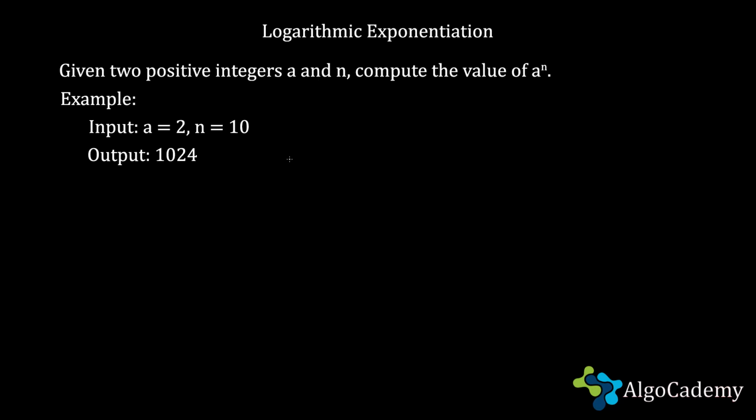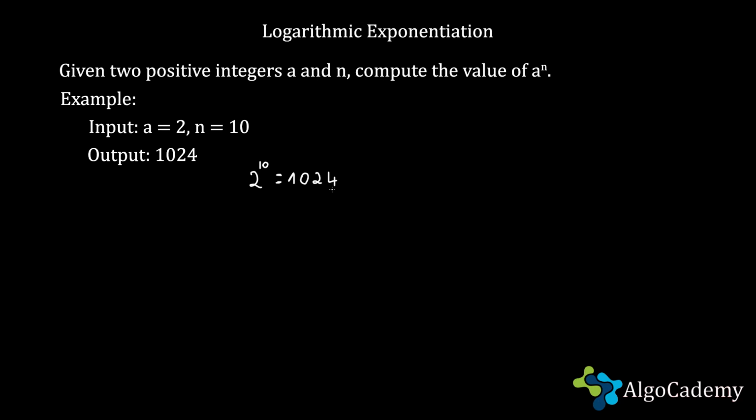So, for example here, if a equals 2 and n equals 10, the output is 1024, right? Because 2 to the power 10 is 1024. And that's it. As simple as that, straightforward. As usual, let's start with a brute force approach.